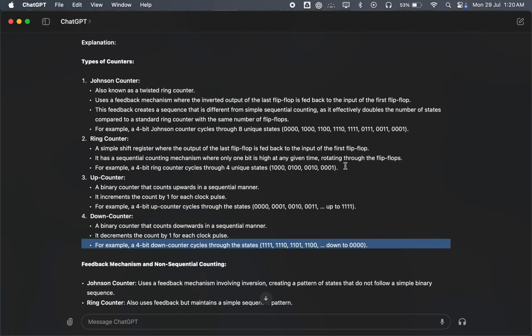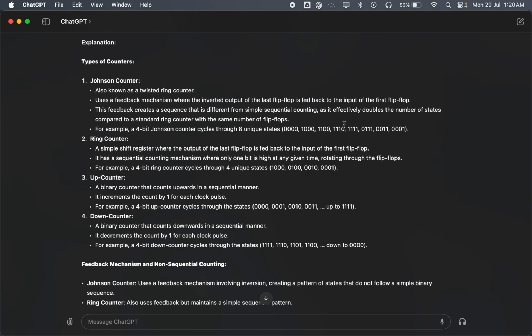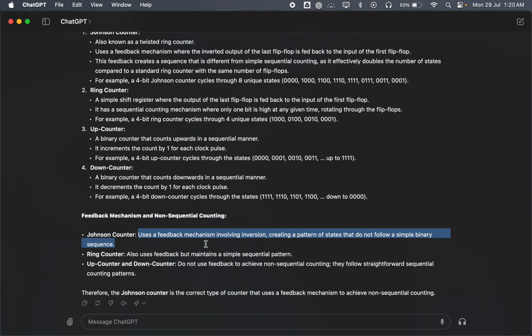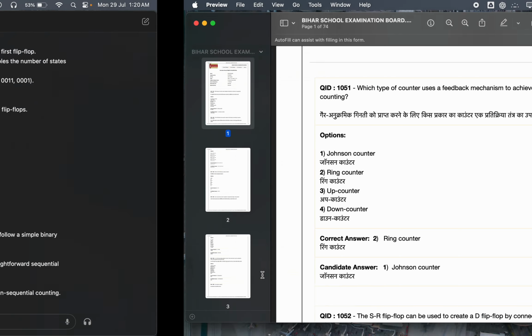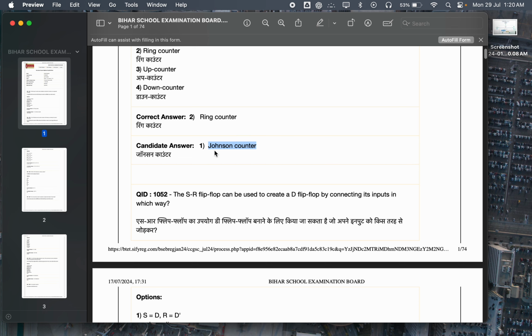So yeah, these two can be an answer, but the best answer would be Johnson counter, because there is no shifting of bits also. Okay, now coming to the next question. So the answer should actually be Johnson counter.